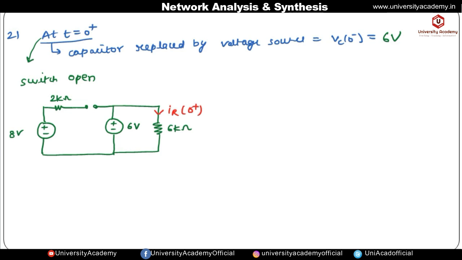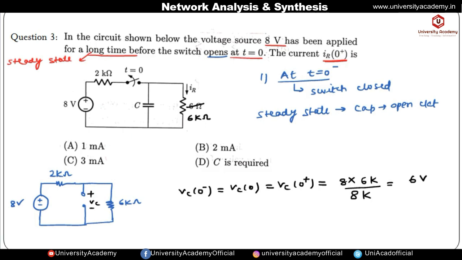So the current which is flowing through this resistance is given by IR of 0 positive. Its value is given by V by R. So this 6 volt will be appearing across this 6 kilo ohm. So this is given by 6 by 6 kilo ohm. So we are getting the value of IR of 0 positive as 1 milliampere. Okay, so 1 milliampere, option A, is correct.